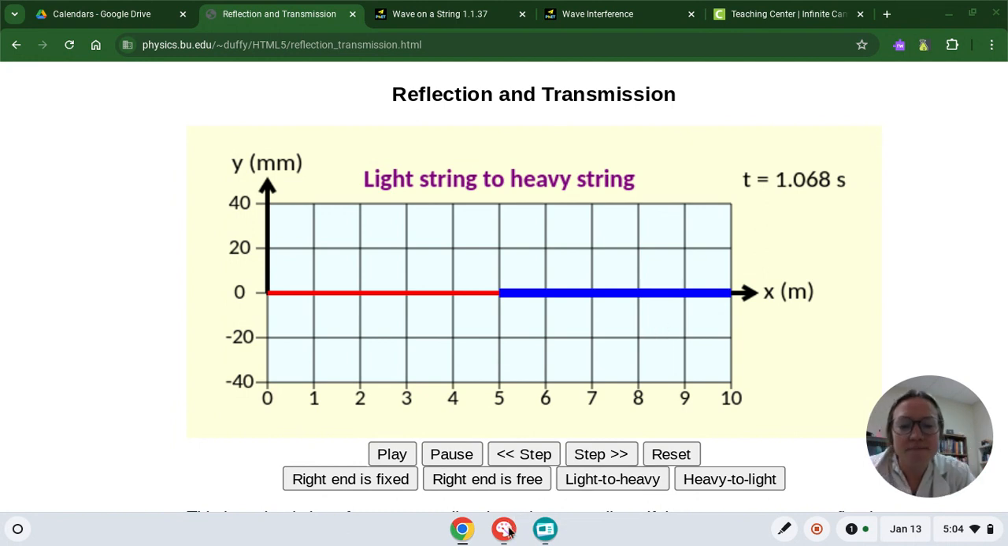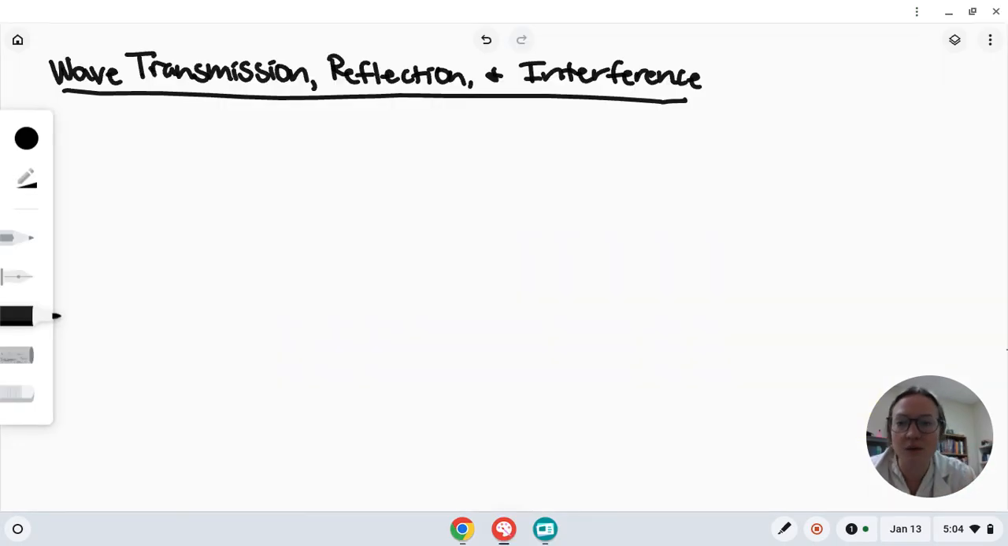So we are going to talk today about what happens when a wave transfers mediums. We're talking today about wave transmission, wave reflection, and wave interference. Now, the first two of these topics, wave transmission and wave reflection, have to do with what happens when a wave encounters a new medium. And this third topic, wave interference, has to do with what happens when a wave encounters another wave. We're going to start by talking about wave transmission and wave reflection, and then we'll end class today by talking about wave interference. Let's start off with wave transmission.